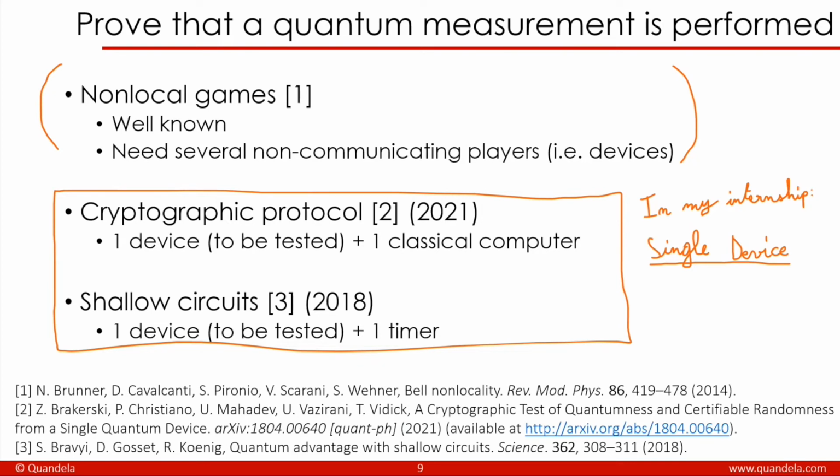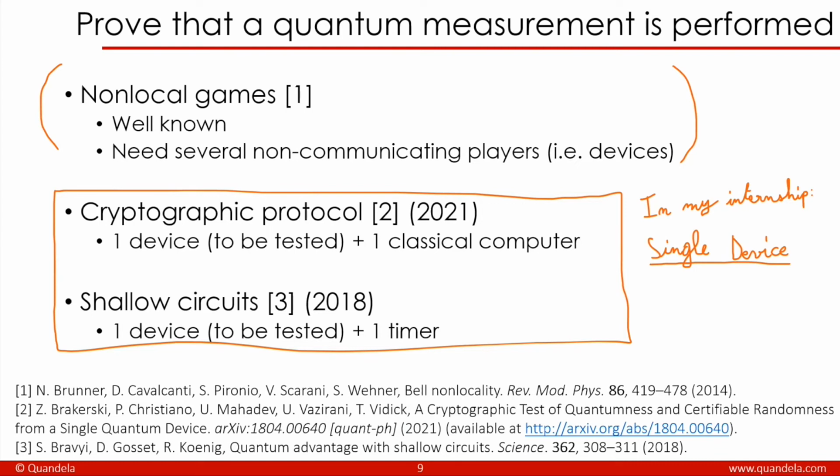I'm not going to enter too much into the details, but the first one is based on cryptographic functions that are assumed to be hard to compute for any device. So just like classical cryptography today, but even resistant to quantum devices. So the second idea to produce randomness with a single device is called shallow circuits.